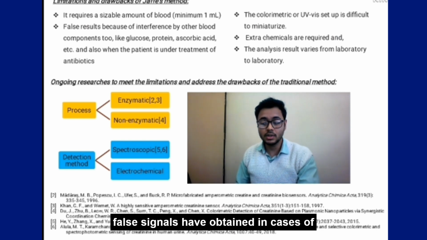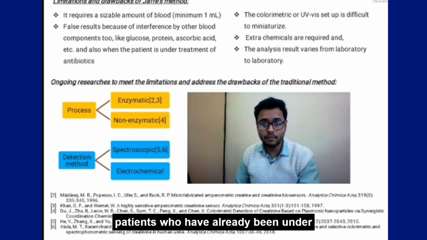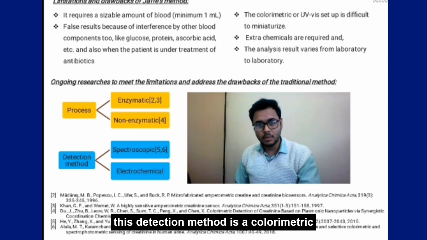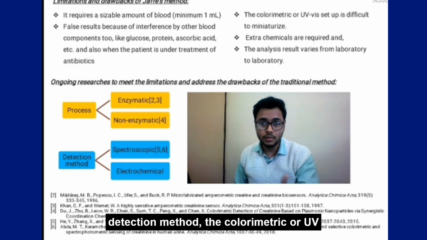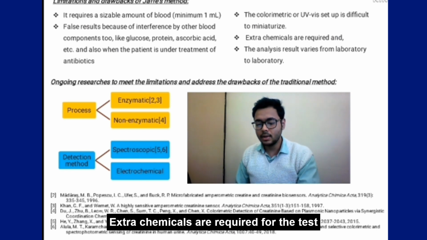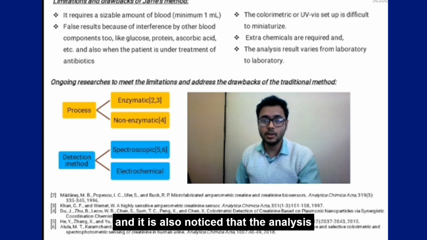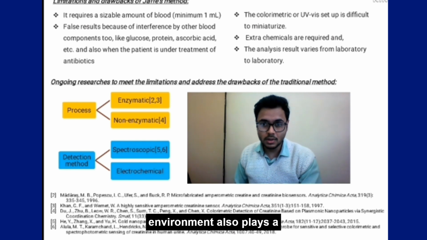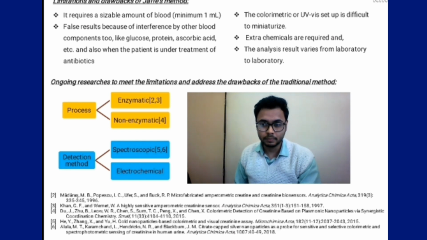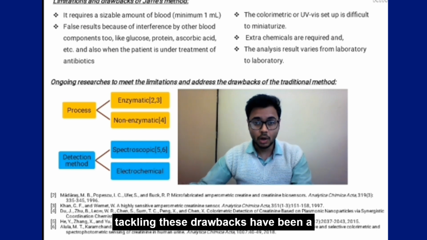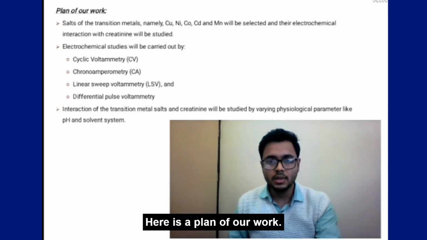In fact, false results have been obtained in patients who have already been under antibiotic treatment. Since this is a colorimetric detection method, the colorimetric or UV-visible setup cannot be miniaturized. Extra chemicals are required for the test. It is also noticed that the analysis results vary from laboratory to laboratory, indicating that the physiological condition of the environment also plays a role in the detection. Hence, tackling these drawbacks has been a challenge that has found great interest in the field of research. Here is a plan of our work.